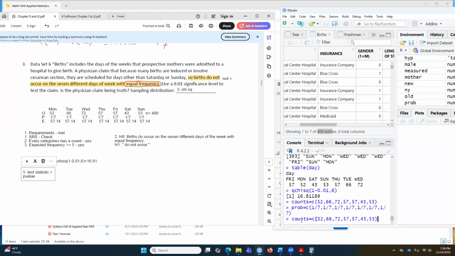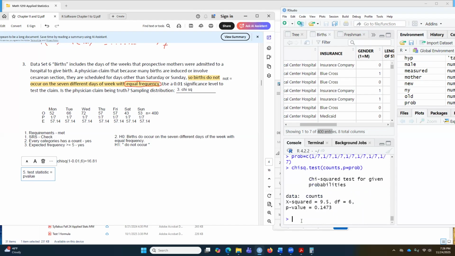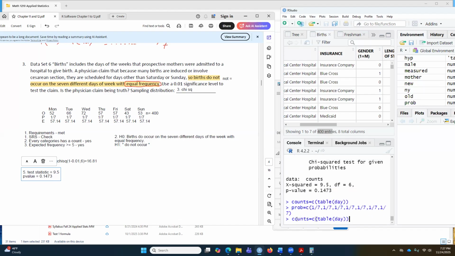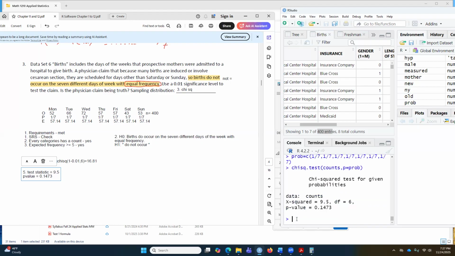And then you do the counts, you do the chi-square test. Okay. So the test statistic will be 9.5 with a p-value of 0.147. You guys doing okay here? Yes. I'm going to see if I can put down table of day here. I think it should work. I'm just checking this. Yep, it should work.